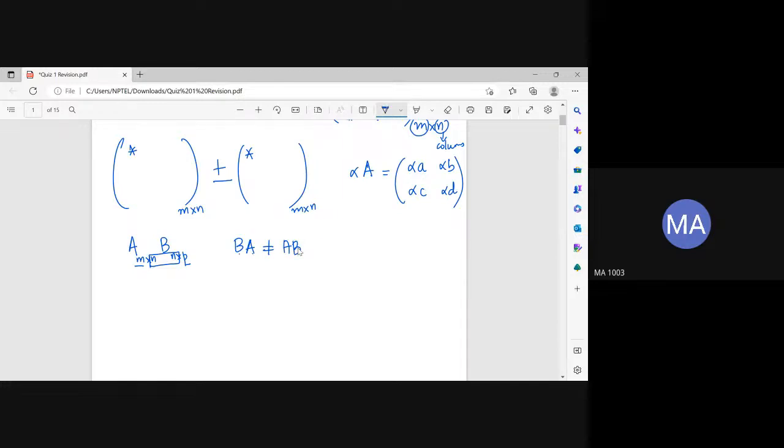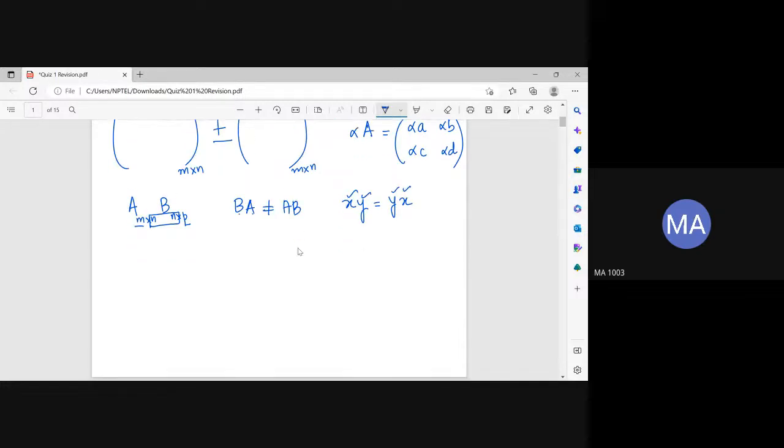So you cannot even think of these two being equal all the time. AB and BA need not always be equal. Whereas in numbers, we know that x into y is equal to y into x. If you take two numbers, you can multiply them in any order, but that does not work with matrices.